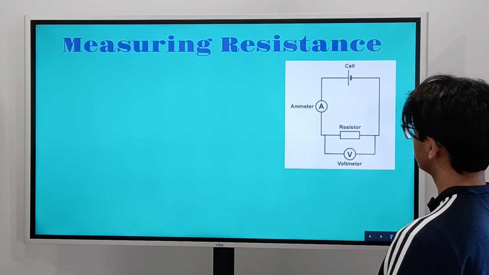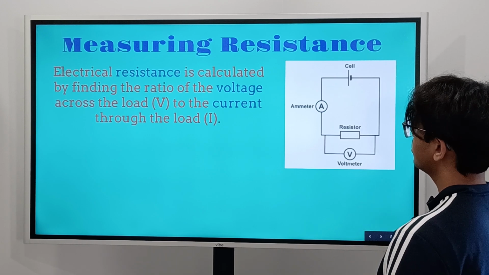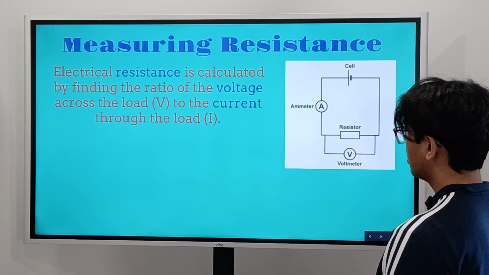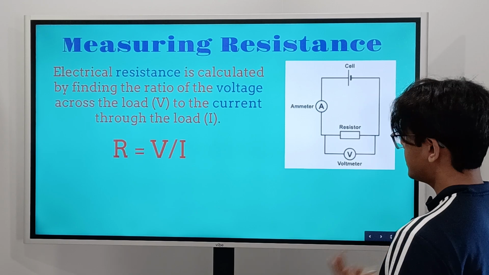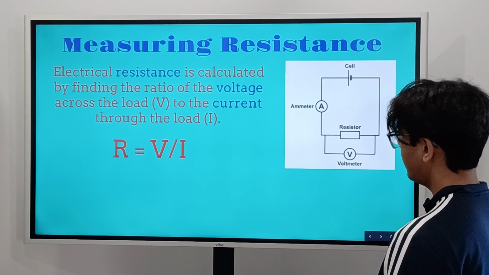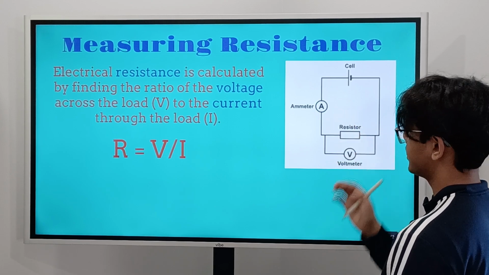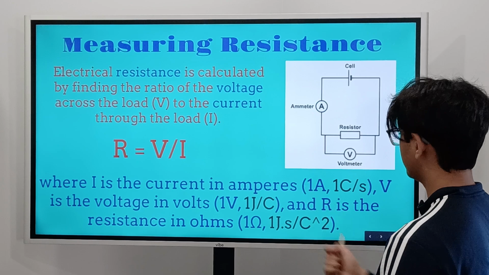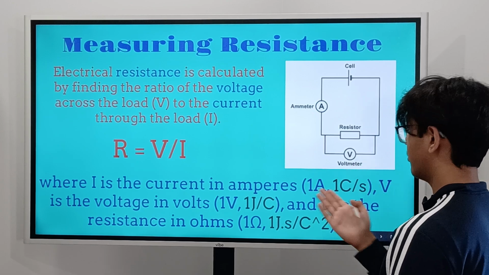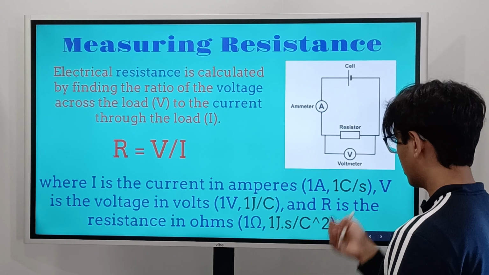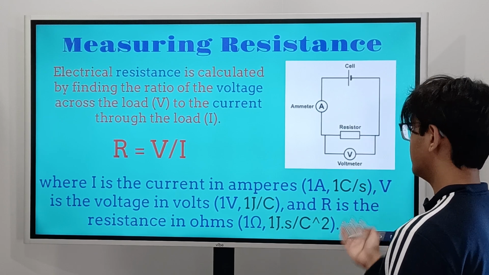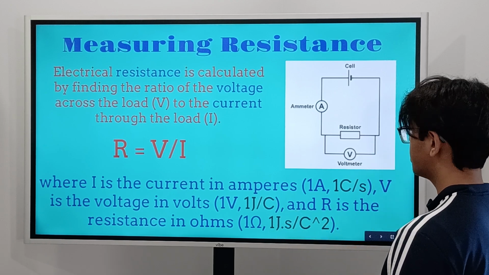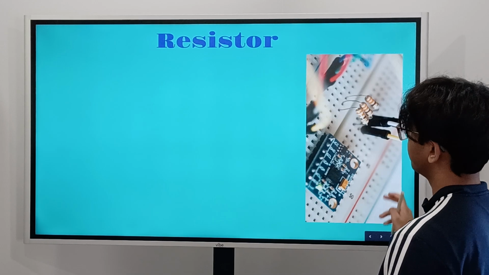Now let's look at how you can measure resistance. Electrical resistance is calculated by finding the ratio of the voltage across the load to the current through the load. So basically, resistance is equal to V divided by I. Here, I is the current in amps, so 1 amp, or you can say 1 coulomb per second. V is the voltage in volts, so 1 volt or 1 joule per coulomb. And R is the resistance in ohms, so 1 ohm, or you can say 1 joule second divided by coulomb squared.